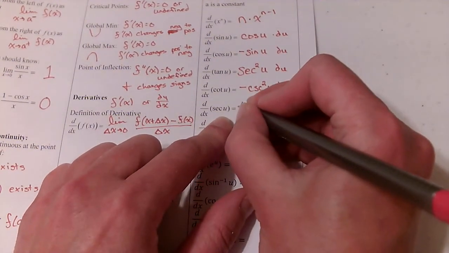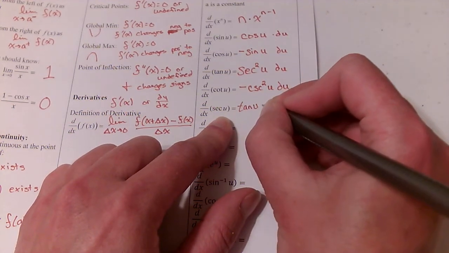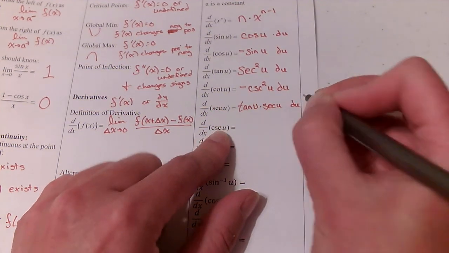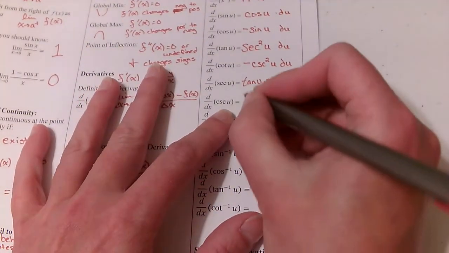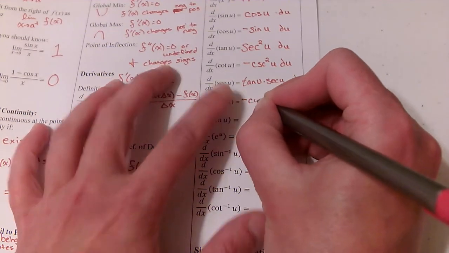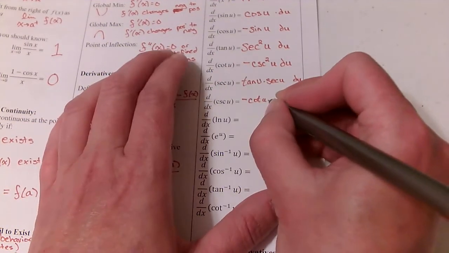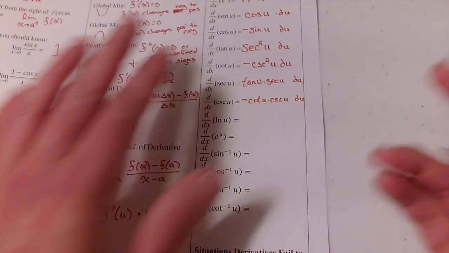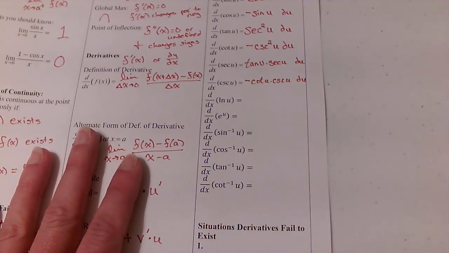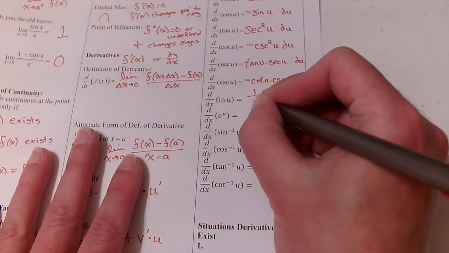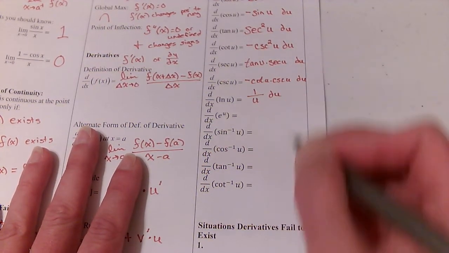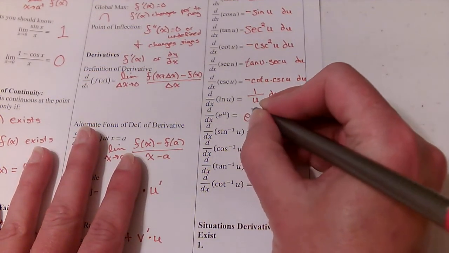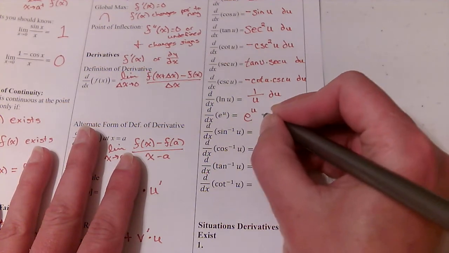Secant: secant tangent. And you get the idea, do you? Cosecant: negative. Change that to cotangent. Change that to cosecant. Natural log, easy one: 1 over u du. Oh, my favorite: e to the u times the derivative of that exponent.